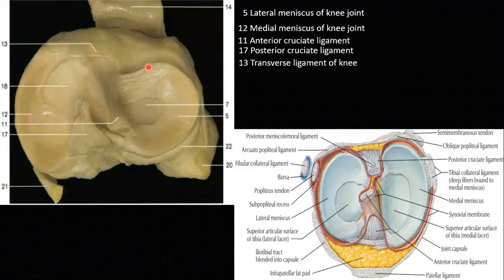Okay. Then you can see this ligament here. This one is a transverse ligament. Okay, it attaches the anterior horn of the medial meniscus to the anterior convexity of the lateral meniscus. Okay. Then here is your anterior cruciate ligament. This is your posterior cruciate ligament. Please understand that.